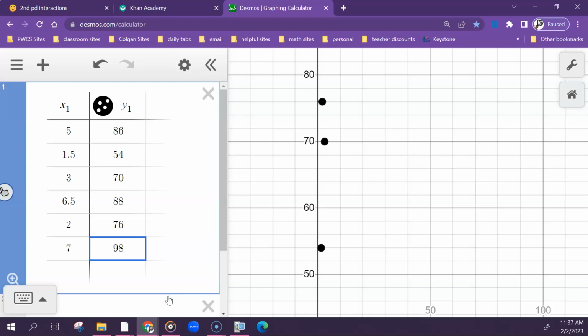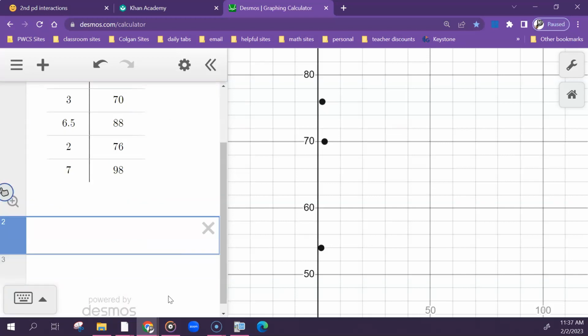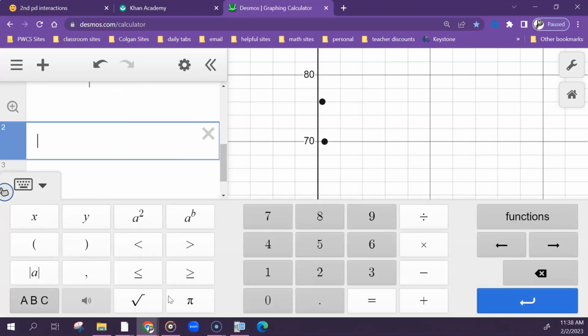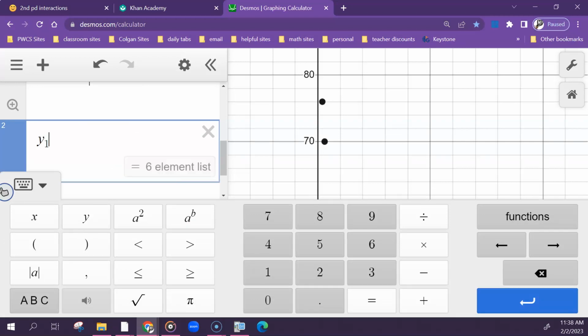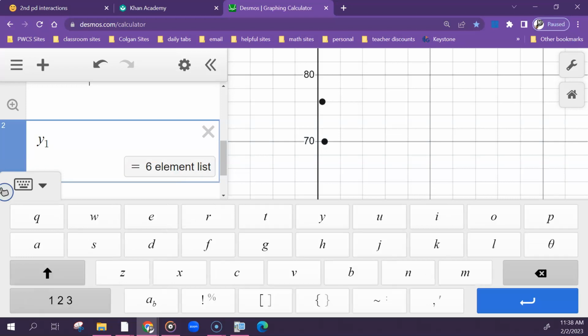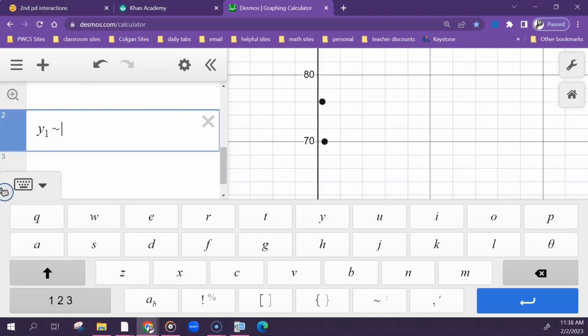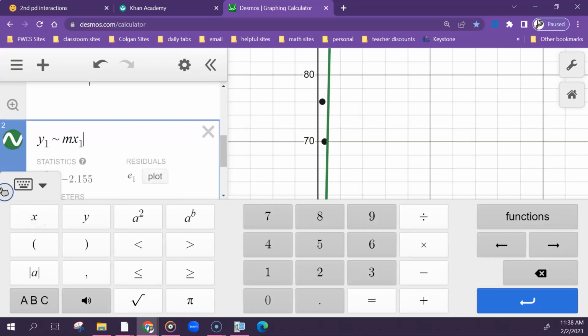After you get all of the data points in, same thing, make sure they match up. In the next open slot, you're going to type these in either using your keyboard or the Desmos keyboard. Y, and then the number 1. It automatically makes this a subset. Then you need this tilde. If you're typing it on your computer, it's right above tab, so shift, and then that button above tab will get you that same thing. M, and then X1, again, it'll do the subset, plus V.